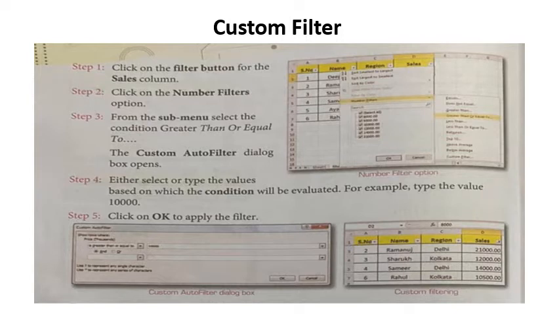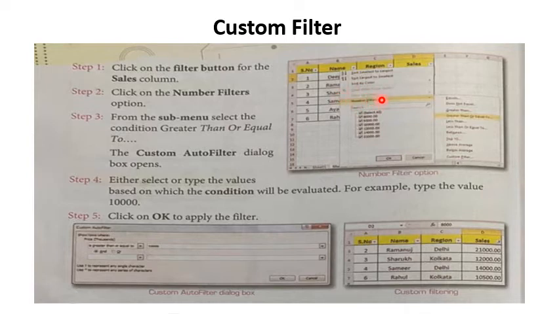Next is custom filter. Custom filter means creating your own filter. How to create your own filter? First you have to select the data. Suppose I want to see the records where sale is greater than 10,000. Then what I have to do? Click on sales filter. From here you will not select the values that are showing here. Here is an option number filters. You will choose that number filter option.